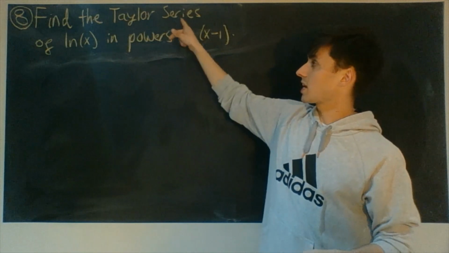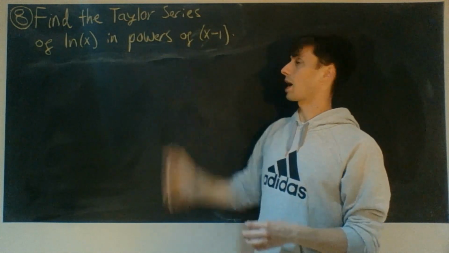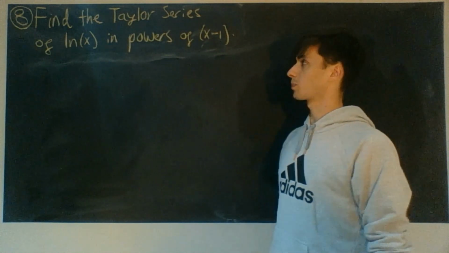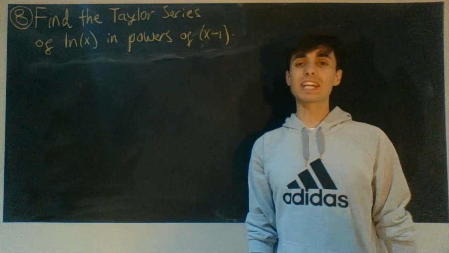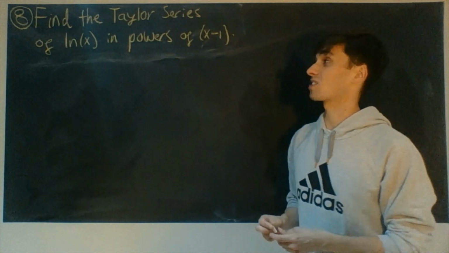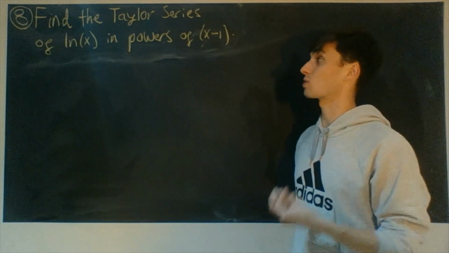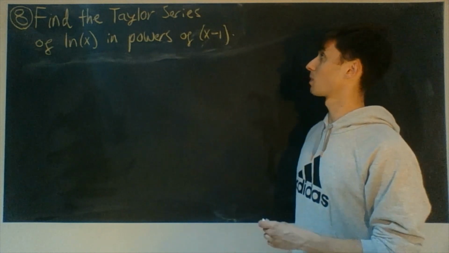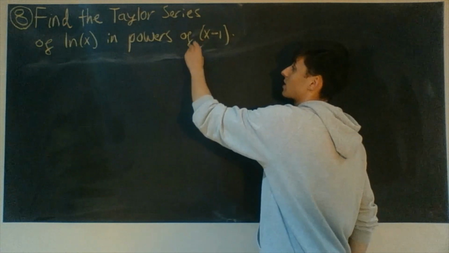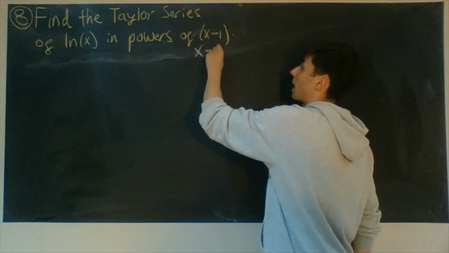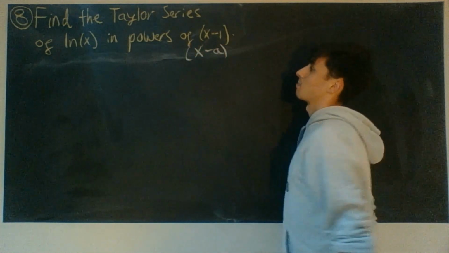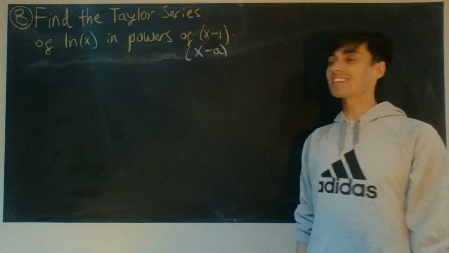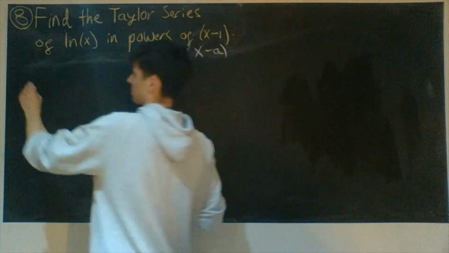We would like to find the Taylor series for ln x in powers of x minus 1. First thing we should think, then, when we see this question is let's write out what this Taylor series will look like. And because it's powers of x minus 1, we're thinking of the Taylor series which involves powers of x minus a. And that Taylor series looks like this.